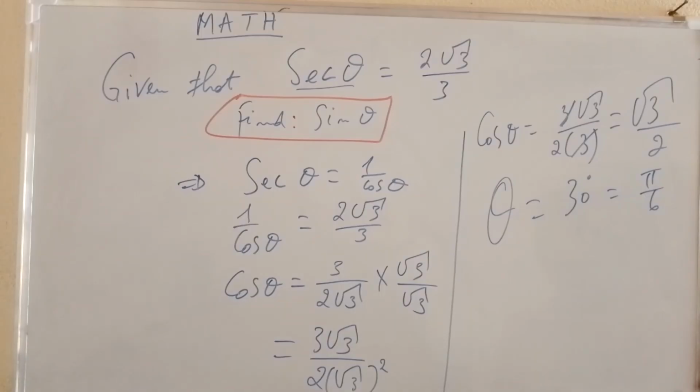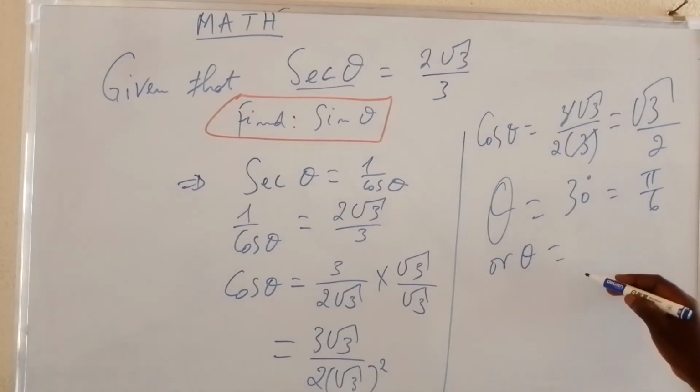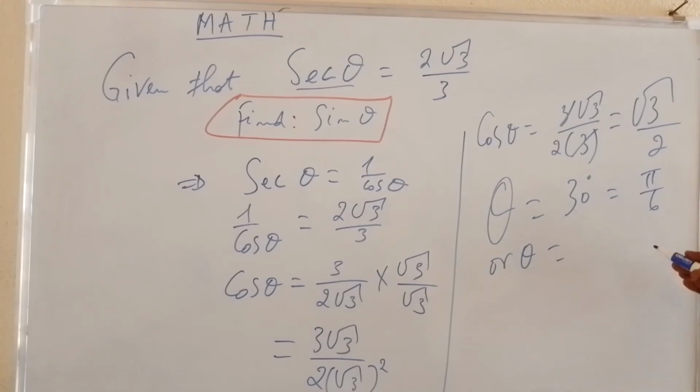There is no problem. Or another angle which can provide this is the angle of pi over 6 in the fourth quadrant, which will be 11 pi over 6.